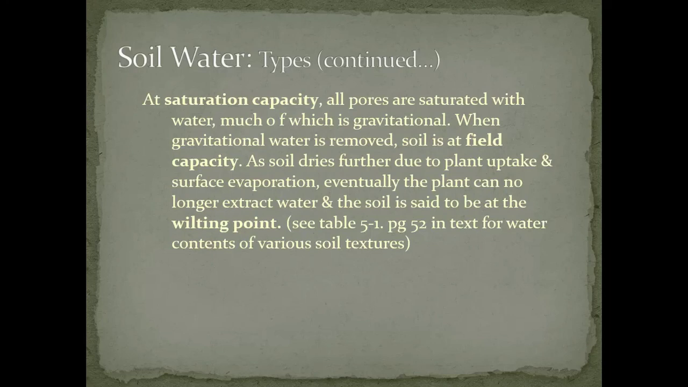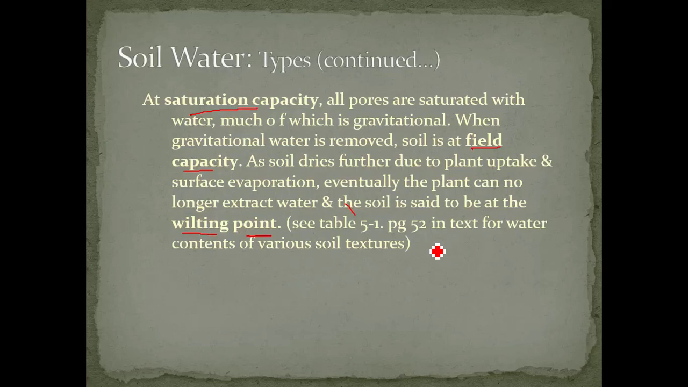We can describe soils with regard to their water status by several different terms here. One of those terms is a soil being at saturation capacity. One of them is a soil being at field capacity, and the other is a soil being at the wilting point. Again, these are discussed in Table 5-1, page 52 in the text, and they will show you the water content for various soil textures. In other words, the water content of a sandy loam at these various states versus the water content of a clay loam at these various states.